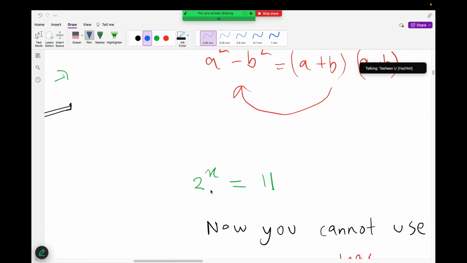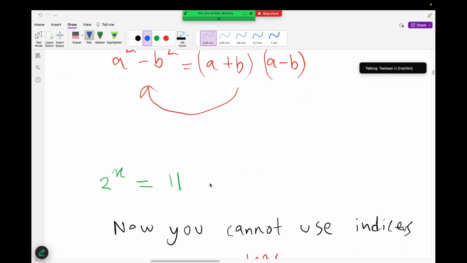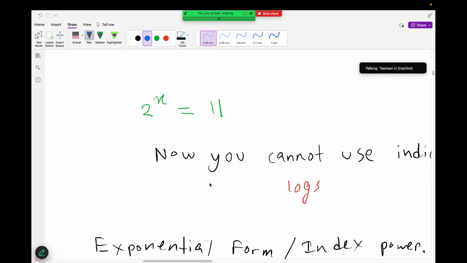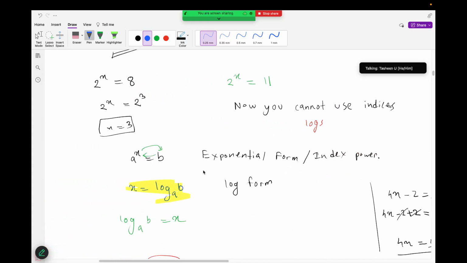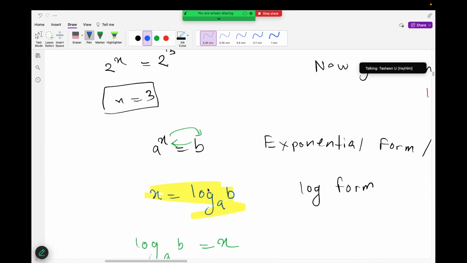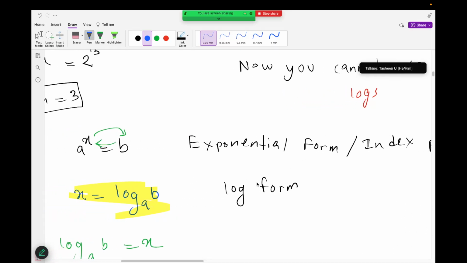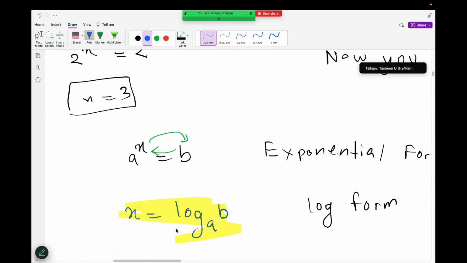But what if I tell you 2 to the power x equals 11? You cannot use indices now. When you can't use indices, you have to use logs, or logarithm. So how does that work? If you have an exponential form, or index power form, you have to take it into log form. How do you do that?